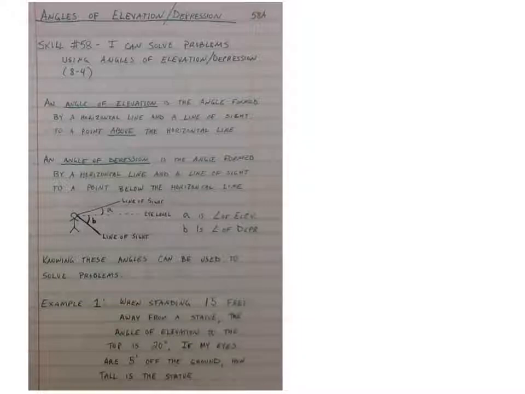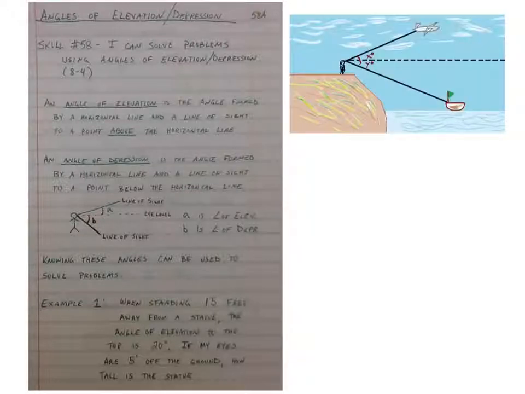The angle of depression is the angle formed by a horizontal line and the line of sight to a point below the horizontal line. So when we're looking down, we create the angle of depression. So in the provided picture, the person standing on the edge of the cliff, when they look up to the plane, that's an angle of elevation. And when they look down to the boat, that's an angle of depression.